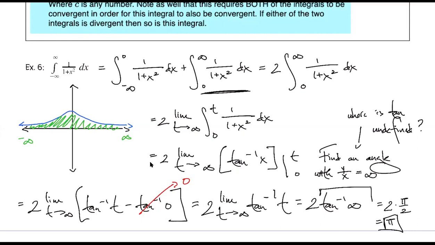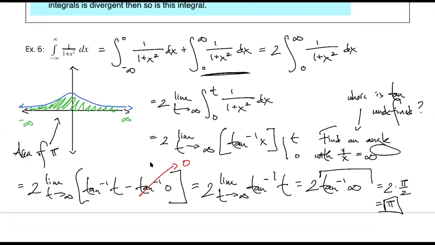All right, so this whole green area right here has an area of pi when you go from the left end all the way to the right end. So that's what we have for 10.3. I'd like to take a quick break, but before we do that, are there any questions?